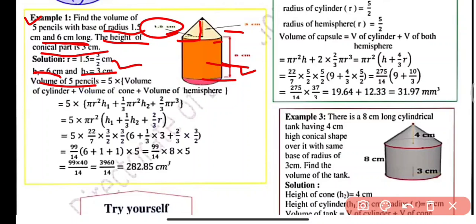So volume of 5 pencils will be 5 into volume of each pencil. For each pencil we have two parts, so two solids, that is one is cone and other is cylinder. So volume of cone plus volume of cylinder. So volume of cylinder plus volume of cone plus volume of hemisphere also we have.